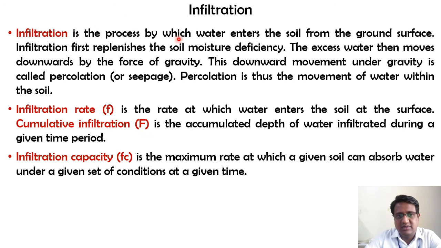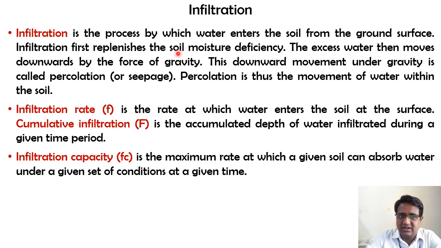Infiltration is a process by which water enters the soil from the ground surface. Infiltration first replenishes the soil moisture deficiency. The excess water then moves downwards by the force of gravity. This downward movement under gravity is called percolation or seepage. Percolation is thus the movement of water within the soil. Okay, so I'll read this once again and then I'll try to explain it. Infiltration is a process by which the water enters the soil from the ground surface.